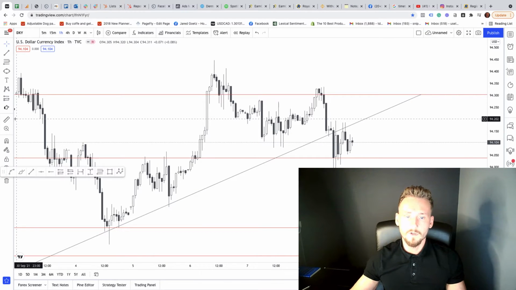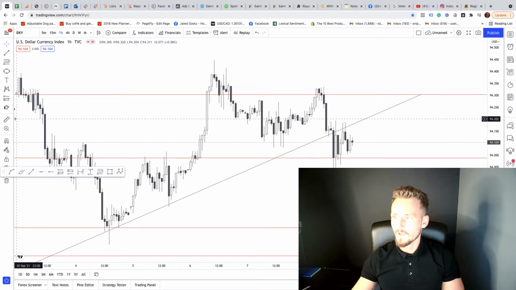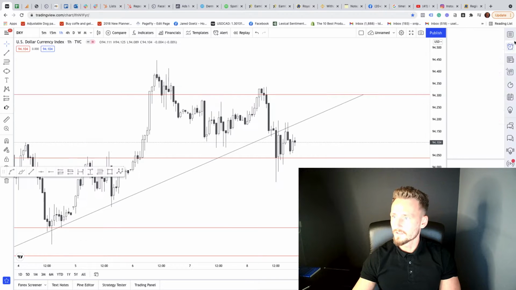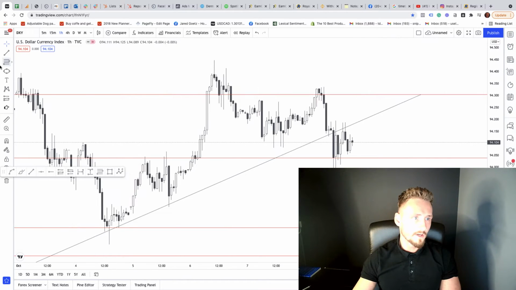We're going to break down the dollar index to start off with, as we do every single week, because it's going to give us a good understanding of what trades we can take. So currently we're on the dollar index right now.